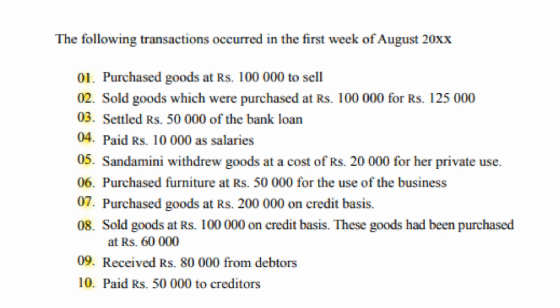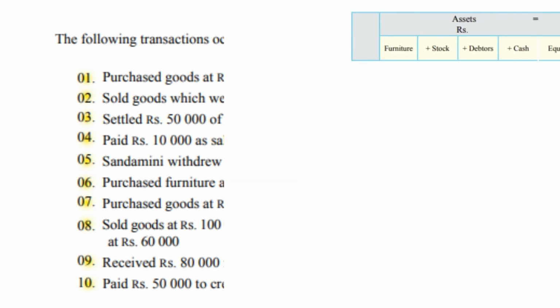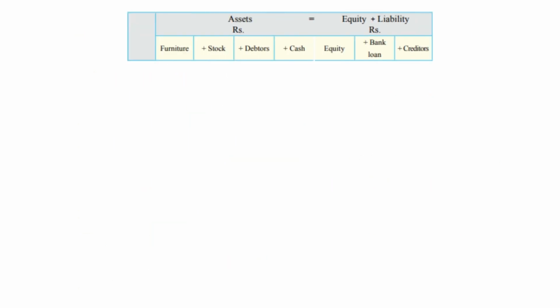The first step, we have to identify the assets and liabilities given here, and then to draw the table with respective columns. So here there are 4 assets, they are furniture, stock, debtors, and cash. And we have 2 liabilities, they are bank loan and creditors. So now we can draw the table like this.